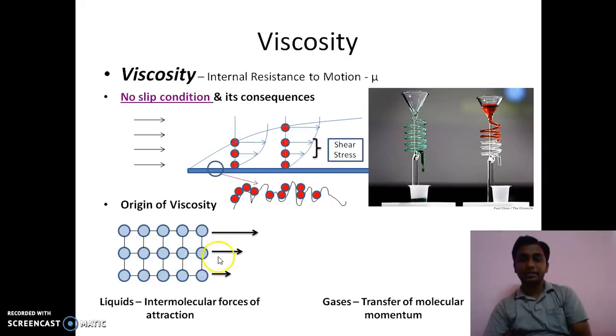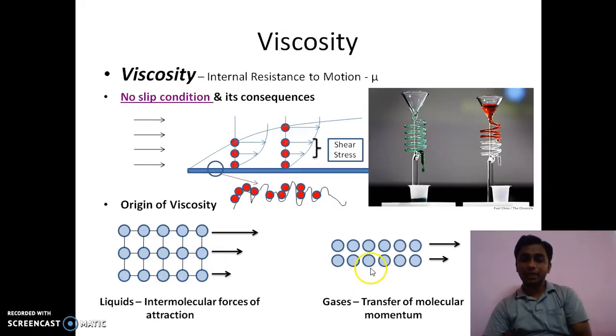So if we consider the first and second layer, this first layer is moving at a lower velocity and this second layer is moving at a higher velocity. Because of this bond, what will happen? These molecules will try to retard the motion of the second layer, whereas the second layer will try to accelerate the motion of the first layer. So this retardation and acceleration will result in the resistance, which is nothing but viscosity.